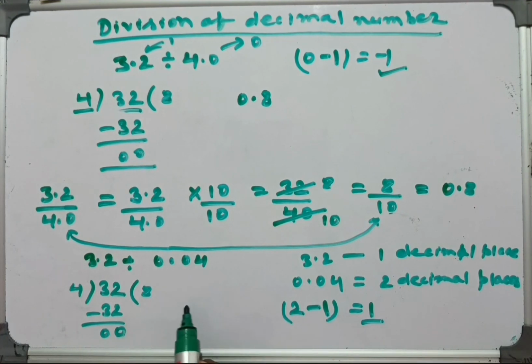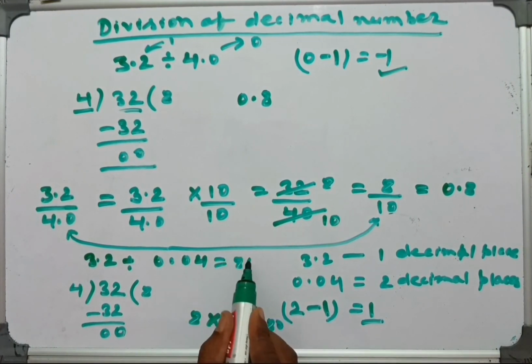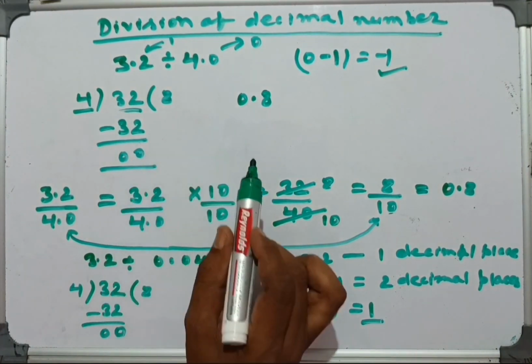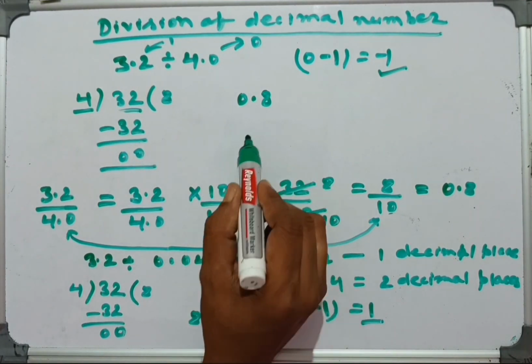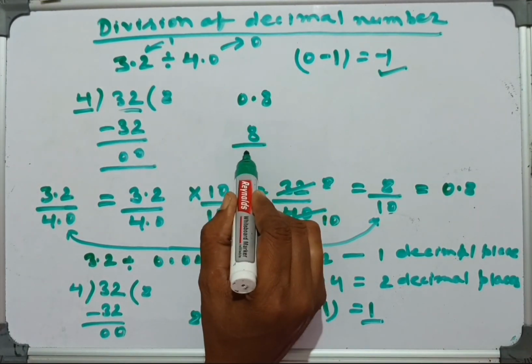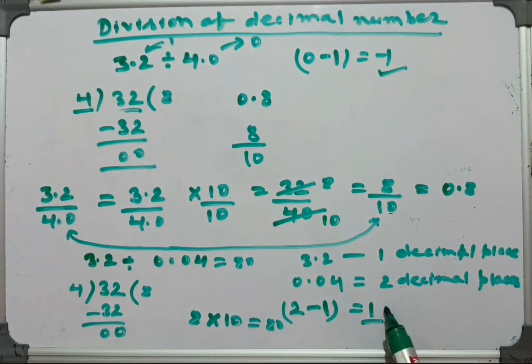So what you have to do here is 8 into 10. So the answer of this question is 80. In negative cases, you have to do 8 by 10. In case of positive cases, you have to multiply the quotient by 10.